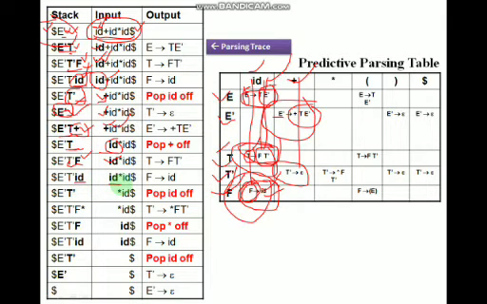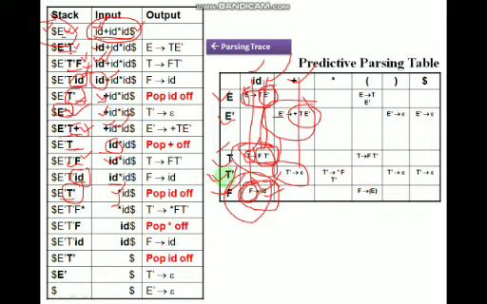Now this is id. The input pointer is still pointing to id. Now we will pop off id. So we will get E dash T dash. Now the input pointer will point to what? Asterisk. Now this is T dash and this is the current input symbol.